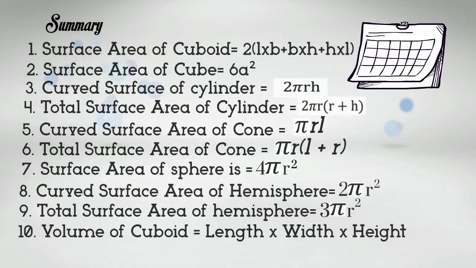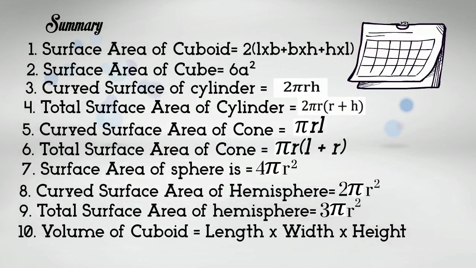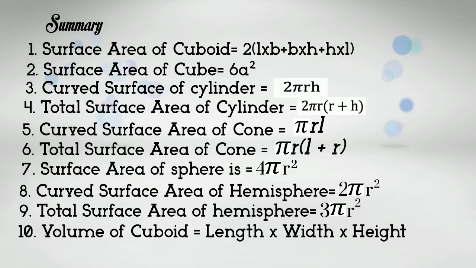Let's summarize few formulas that we have studied in the entire video. Number 1, surface area of cuboid is 2 times length into width plus width into height plus height into length. Second, surface area of cube is 6a square. Third, curved surface area of cylinder is 2 pi r h. Fourth, the total surface area of cylinder is 2 pi r times radius plus height.